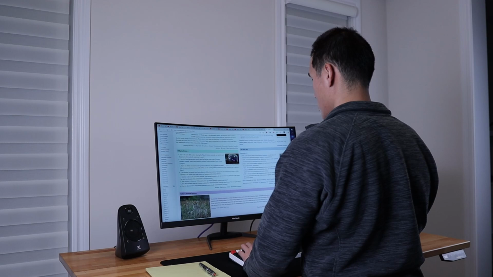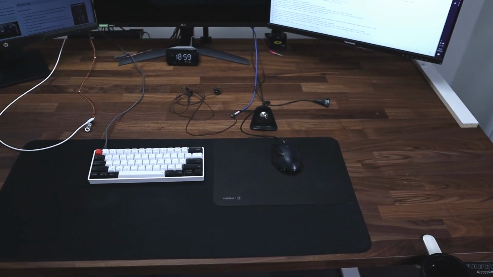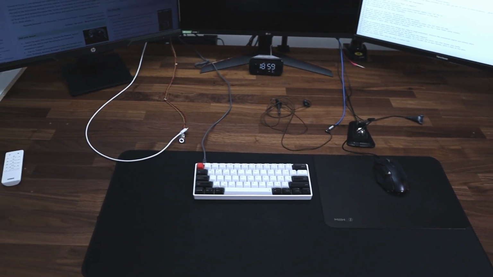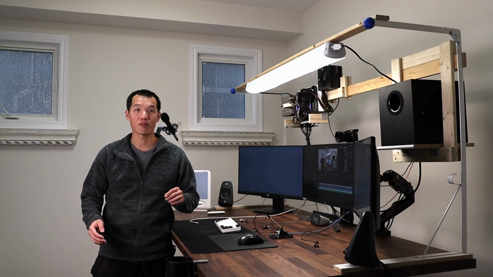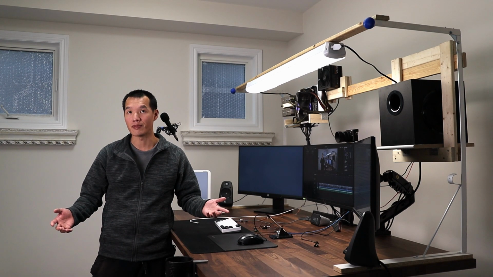The easy solution is to get a larger desk, one that is deeper and wider, but that's expensive, and not everyone has the space. Therefore, a computer stand would help remove the clutter and solve the problem. But that's not actually why I built this thing.